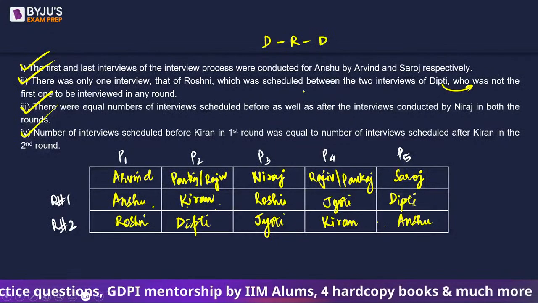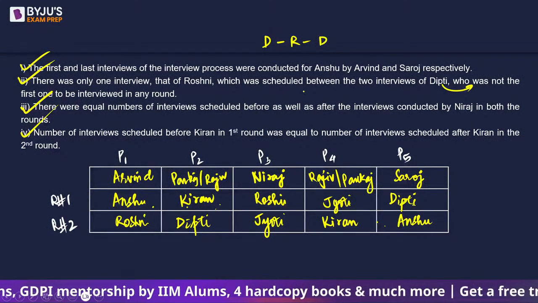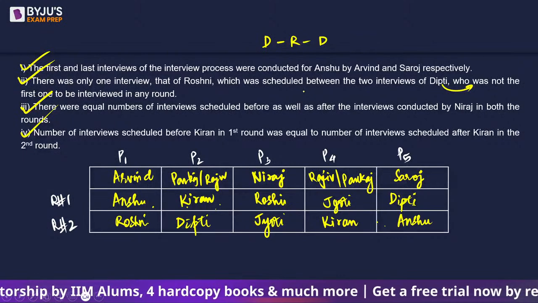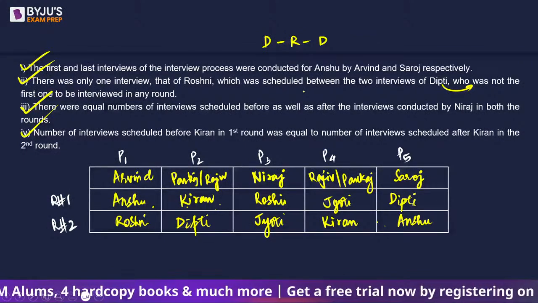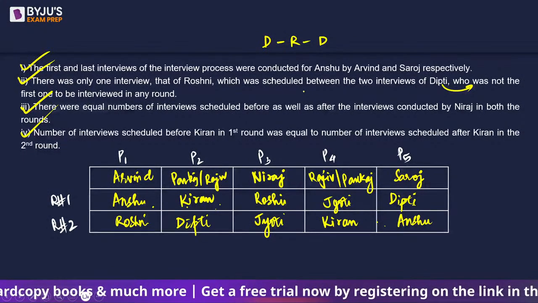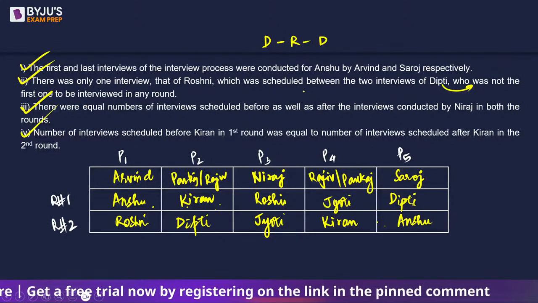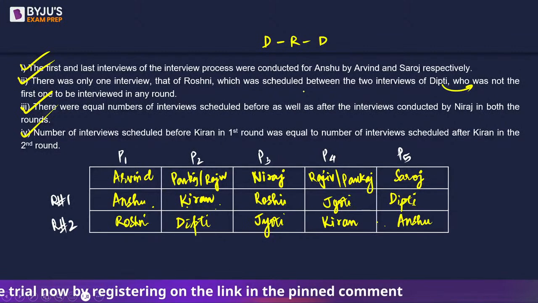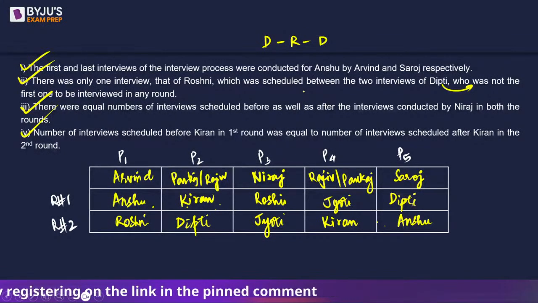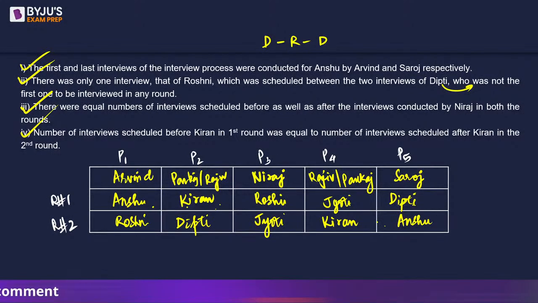Yes. Do we know about Kiran? No. But we don't know first round who took and second round who took. So Kiran is not there. Do we know about Roshni? Yes, we know कि first round में Neeraj took, second round में Arvind took. Do we know about Jyoti? No. Do we know about Dipti? No. So can we say there are only 2 such candidates जिसका interview हमें fix है?